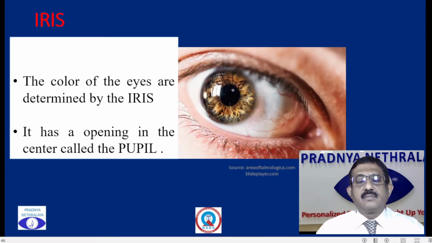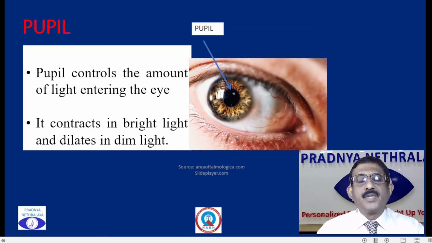The iris, this part gives color to the eye. It has a small opening in the center which we call a pupil. The pupil controls the amount of light entering the eye. It contracts in bright light and dilates when the light is very dim.